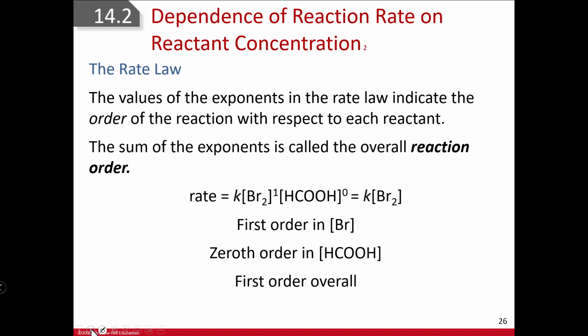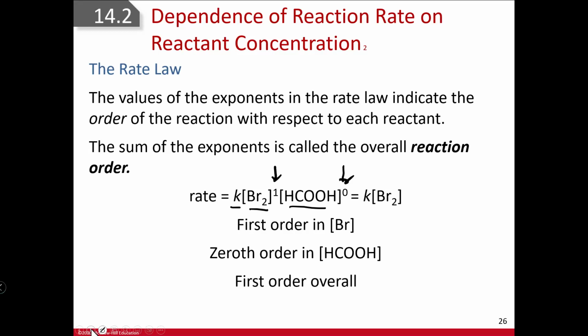They didn't show the reaction here. They assume you remember the reaction from the last part, but it was bromine reacts with formic acid and forms the bromide ion, and I forget what else. But when we look at just the reactants, the rate law for that reaction is, again, the rate constant times the concentration of the bromine times the concentration of the formic acid. And through a series of experiments, it was determined that it's first order with respect to the bromine and zero order with respect to the formic acid.